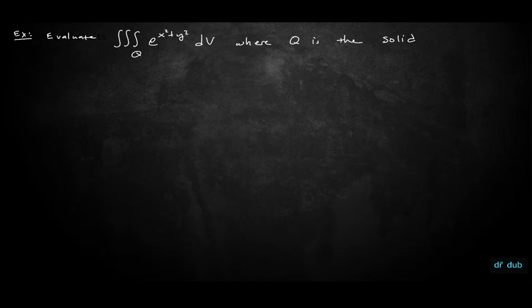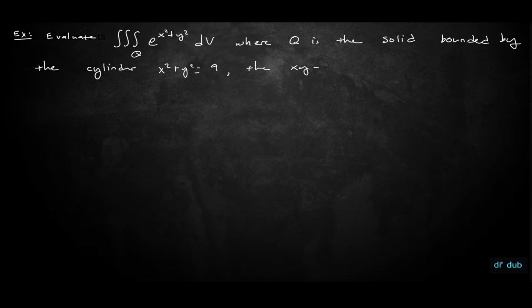So example, evaluate the triple integral over the solid Q of e to the x squared plus y squared dv, where Q is the solid bounded by the cylinder x squared plus y squared equals 9, the xy plane, and the plane z equals 5.